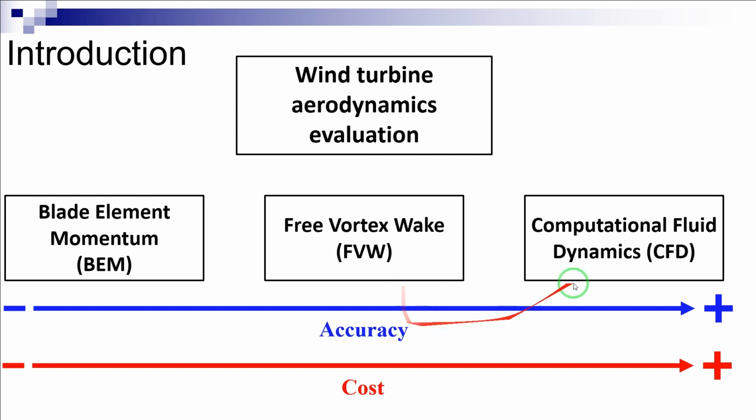Of course, CFD is able to provide predictions at a higher level of fidelity, but it comes at the cost of significant computational demand. On the other hand, the FVW method, which is categorized as a mid-fidelity aerodynamic model, provides predictions with reasonable accuracy while maintaining the computational cost at an acceptable level. So what comes next is a detailed presentation of each of these methods.